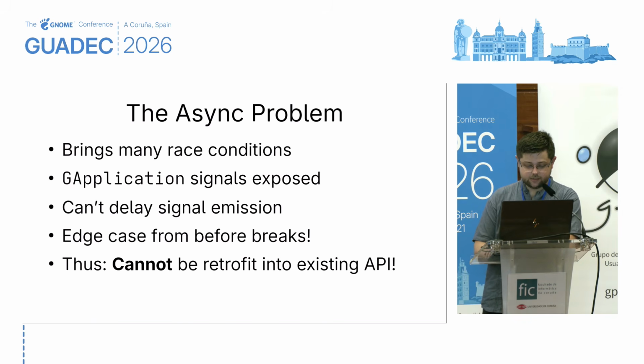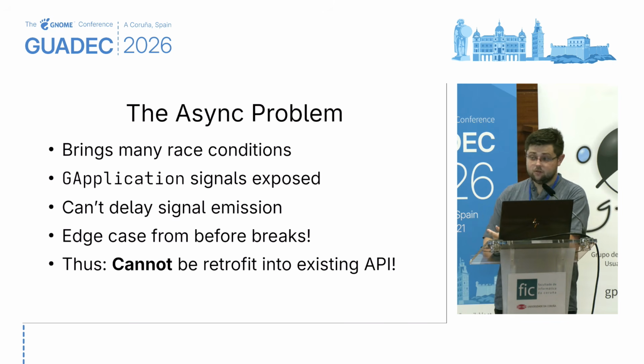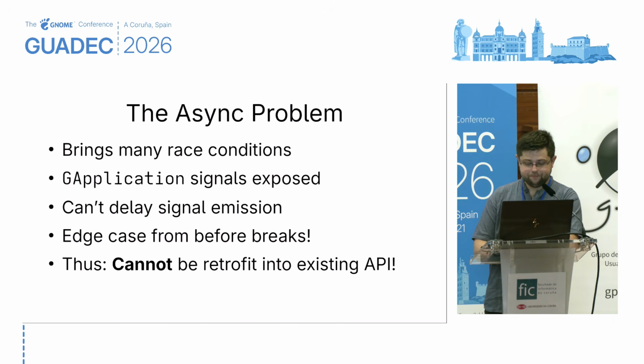But there's another edge case. GTK application is a subclass of G application. And that means that when you're an app developer and you're connecting to activate and open and command line, all those activation signals that tell you that a new instance of your app has been launched, those are the raw signals from GLib. And there's no way to delay that signal emission. And so what this does is it breaks this edge case from before.